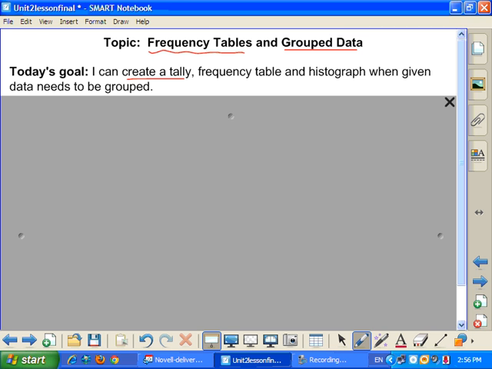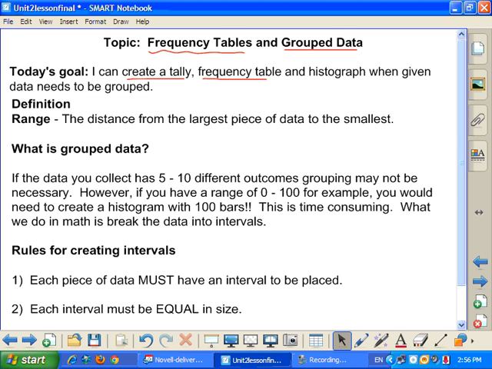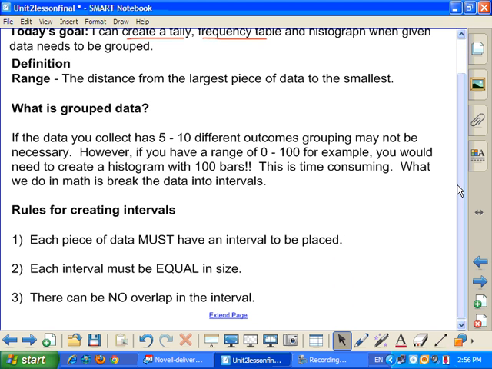More worried about the tally and frequency table today. Histogram, that skill's not going to change for us. So I want you to be able to do a tally and a frequency table for grouped data. Again, we have a couple of definitions here. Let's do it one at a time so you can follow through.